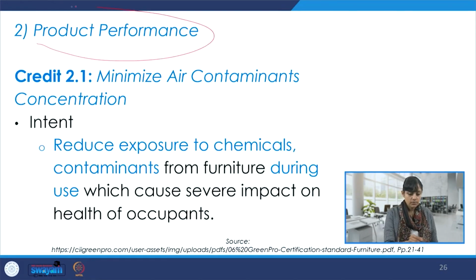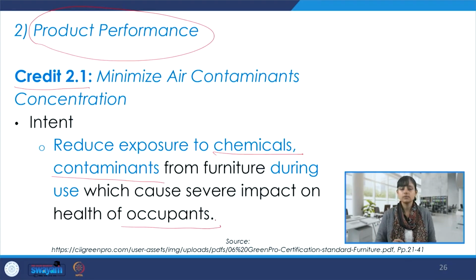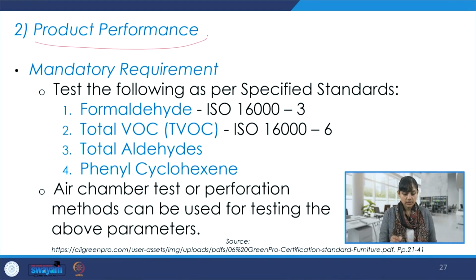Then there is product performance. And here we would see the mention of credit 2.1, minimize air contaminants concentration. And the intent is to reduce exposure to chemicals, contaminants from furniture during use, which cause severe impacts on health of the occupants. Continuing with the product performance, there are some mandatory requirements.